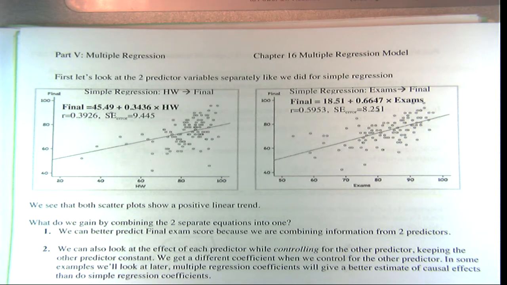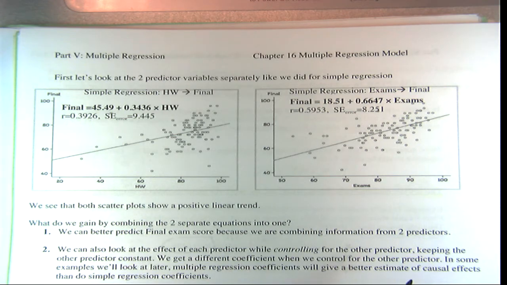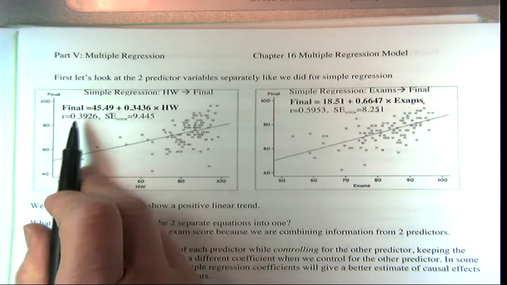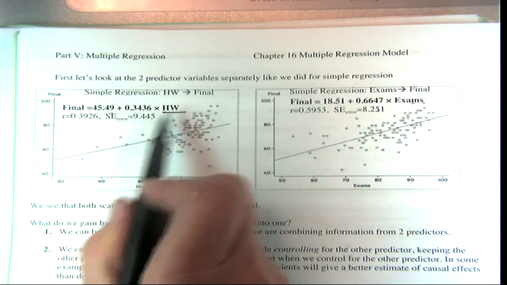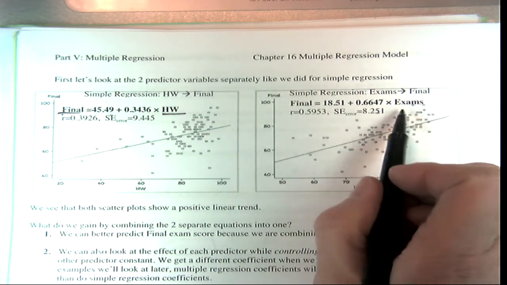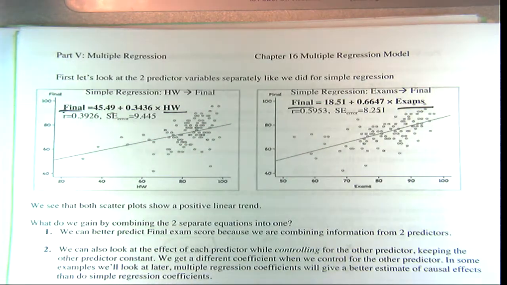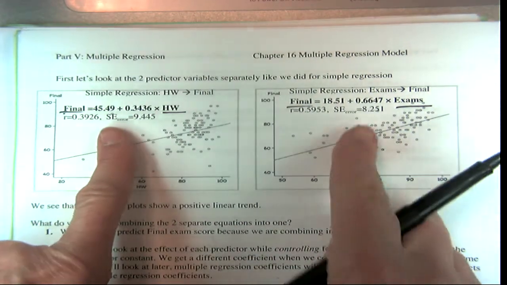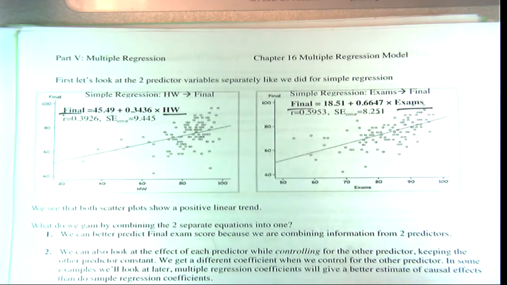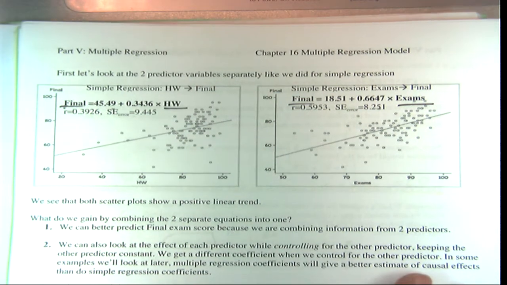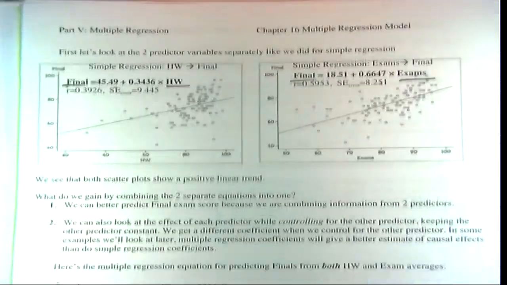Okay. And so what do we have here? We have our final exam being predicted by the homework, predicting the y, and the exams predicting the y. And we have 2 equations here and 2 graphs. And they both show a positive trend.